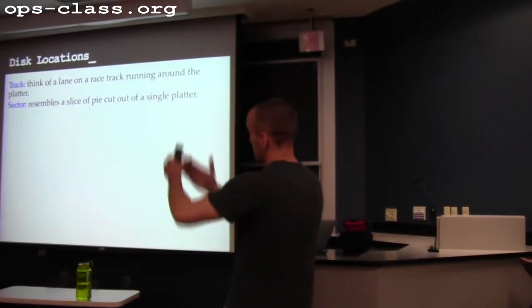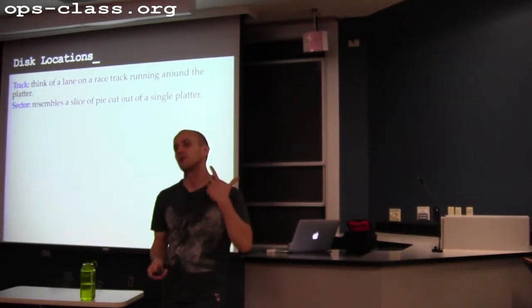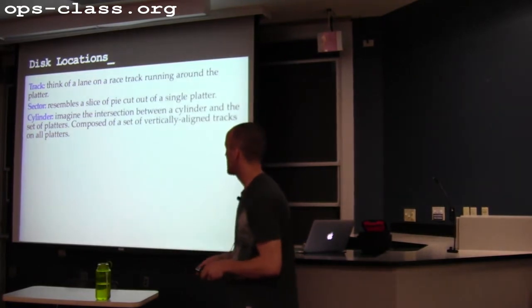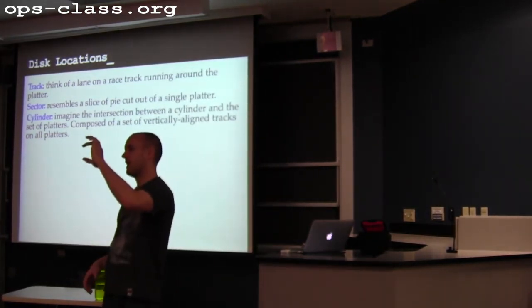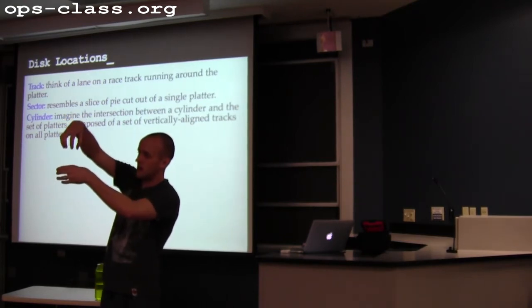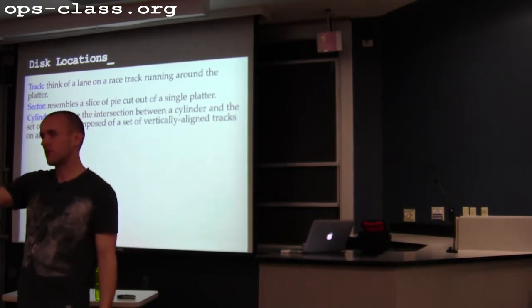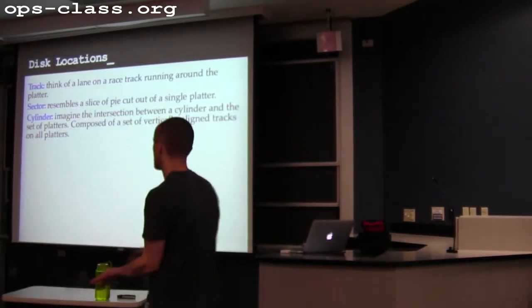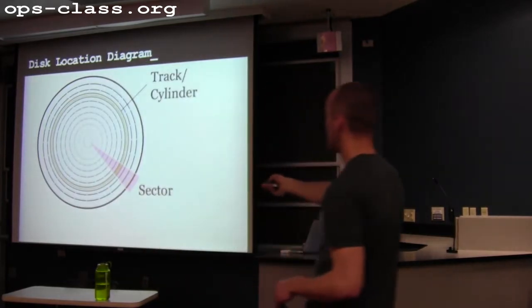A sector on the disk resembles a slice of pie that's cut out of a single platter, if you're developing your mental imagery here. And a cylinder on the disk is, imagine if I take my stack of platters and I took a cup and intersected it like this. So a cylinder is actually this vertical cut of a set of tracks that are all vertically aligned on the disk. And again, this is difficult to visualize, so let's look at a diagram.